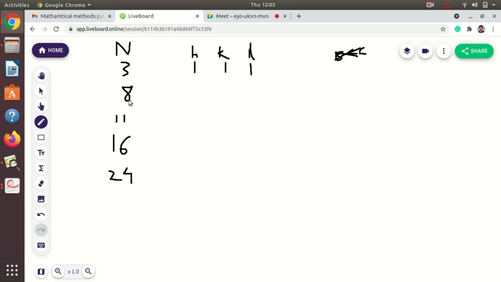8. So the addition of squares should be 8. Which numbers should I add so that I get 8? 3 3 2? No. 2 2 0. So the addition of their squares should be 8. 2 2 0, correct. 2 squared is 4, 2 squared is 4, plus 0, so 4 plus 4 is 8. Now for 11, check 3 1 1. Correct, so now you are understanding. 3 1 1. Now for 16, check.